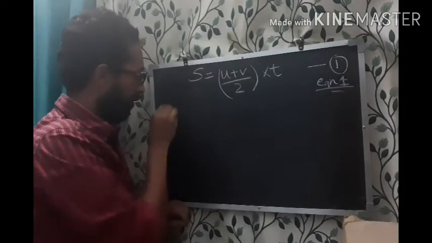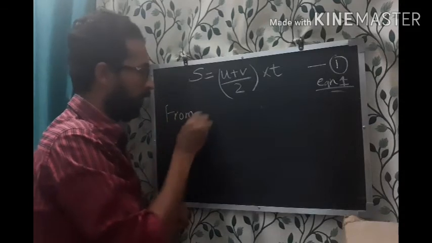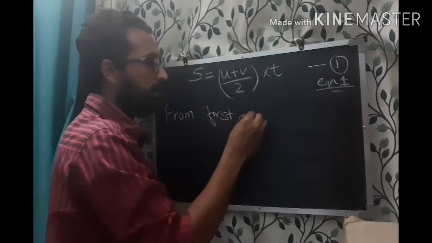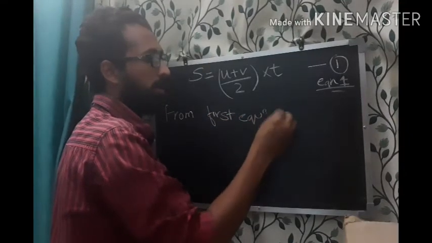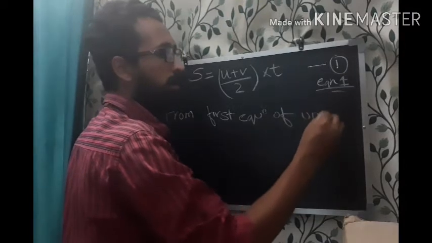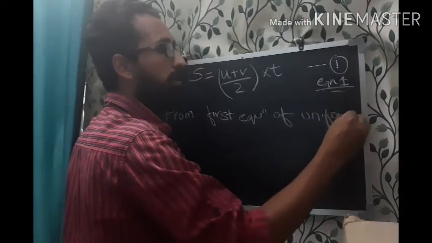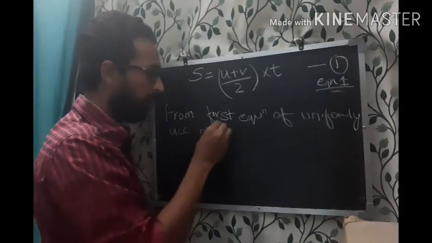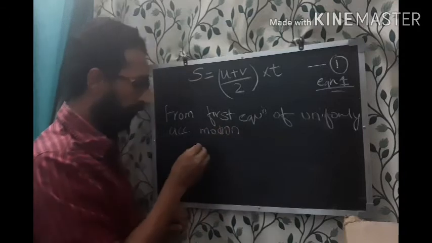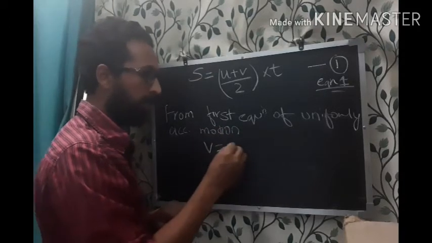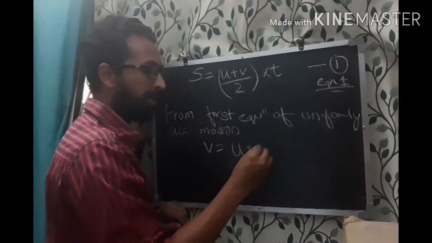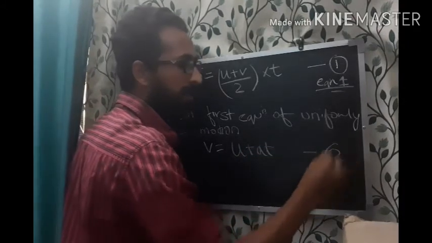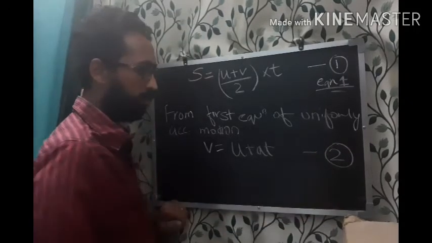From the first equation of uniformly accelerated motion, from the first equation we can write it as v is equals to u plus at. This we had derived in the first equation. We'll write this as 2, equation number 2.